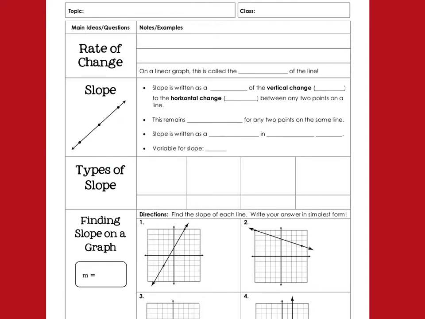So we're going to go ahead and get started on our notes today. We're talking about slope. What the heck is slope? Well, let's define it first, and then we'll look at some examples. It's important to know that we have this thing called rate of change. Now, what is a rate of change? Well, quite simply, a rate of change is a ratio that shows how one variable changes with respect to another.